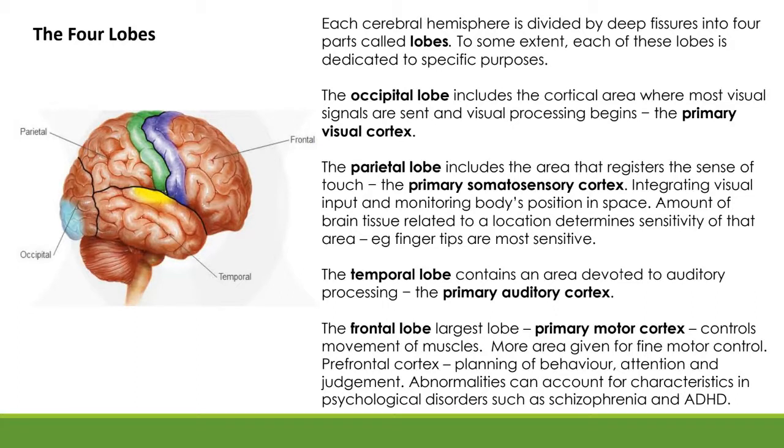The prefrontal cortex involves planning of behavior, attention, and judgment. And abnormalities in that area around behavior, attention, and judgment can account for characteristics and disorders such as schizophrenia and ADHD. So there you can see again underlying psychological disorders that can come from damage to the brain area, parts of the brain not functioning correctly, can account for characteristics in some of those disorders.